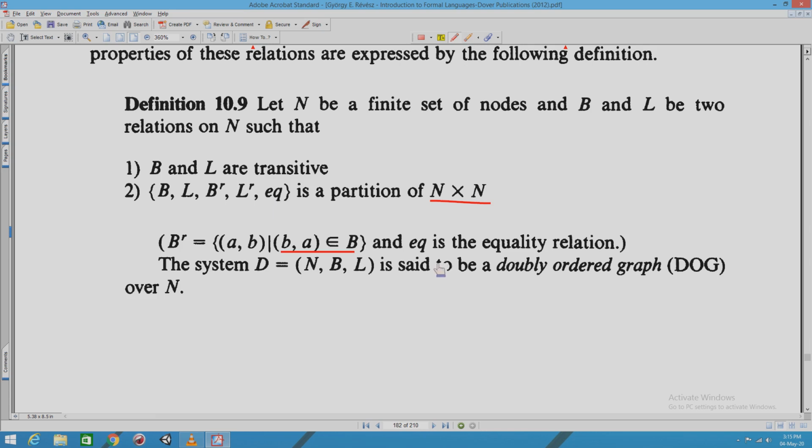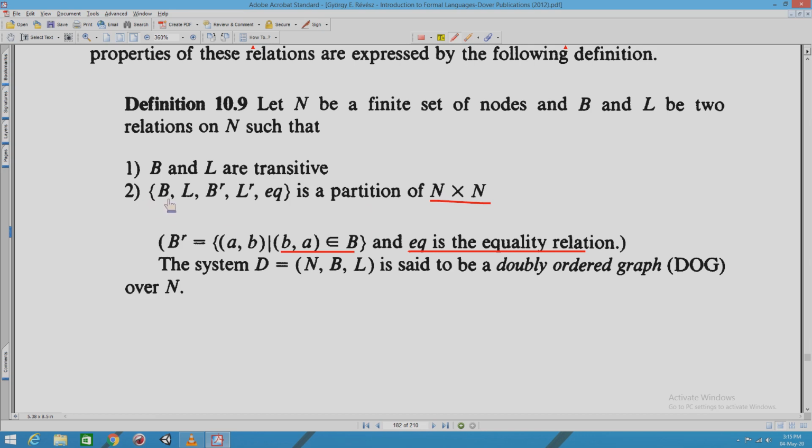So B, L, BR, LR, and EQ is the equality relation, meaning A is equal to A, both elements are the same. So this is the equality relation. So now you have all the pairs, meaning all the combinations. Let us suppose the node set has three elements A, B, C. So the first pair will be AA, second will be AB, third will be AC. Similarly, BA, BB, BC, CA, CB, CC. So these will be all the pairs in that case.